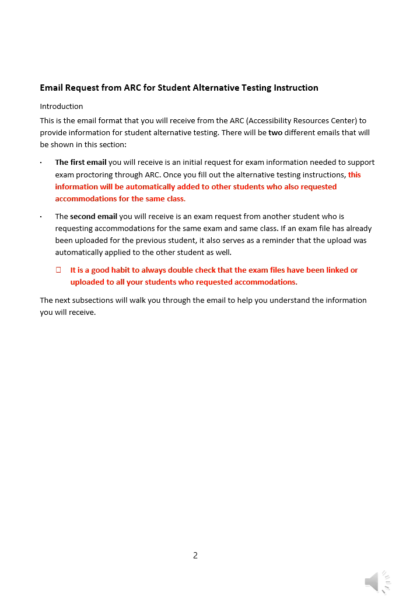The second email is sent when another student submits an exam request for the same course. In most cases, no additional action is required because the alternative testing instructions have already been completed and applied to the course. If an exam file was uploaded for the first student request, that file may also automatically transfer to future student requests for the same exam. However, it is always a good practice to double-check that exam files were properly attached to each student request. If a student selects a different exam date or time than the one entered by the instructor, the files may not automatically attach to that request. Later in the tutorial, I will explain this process in more detail. The next sections will walk you through each email format.